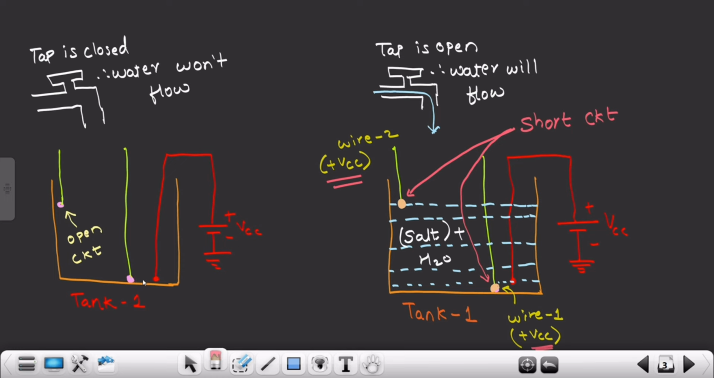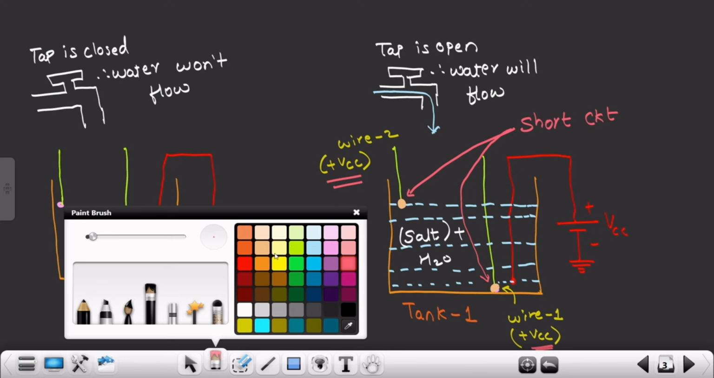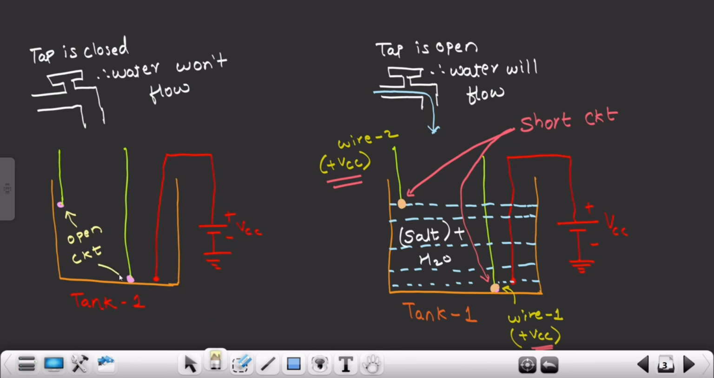If you could see very clearly, there isn't any such path in between to connect these two points as well, right? So that's why these two wires will act as if they are open circuited, right? So there won't be any current flowing through this wire.